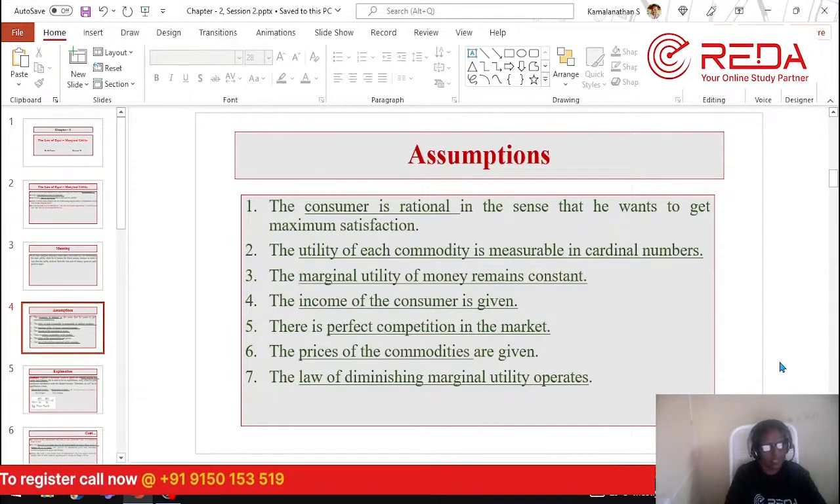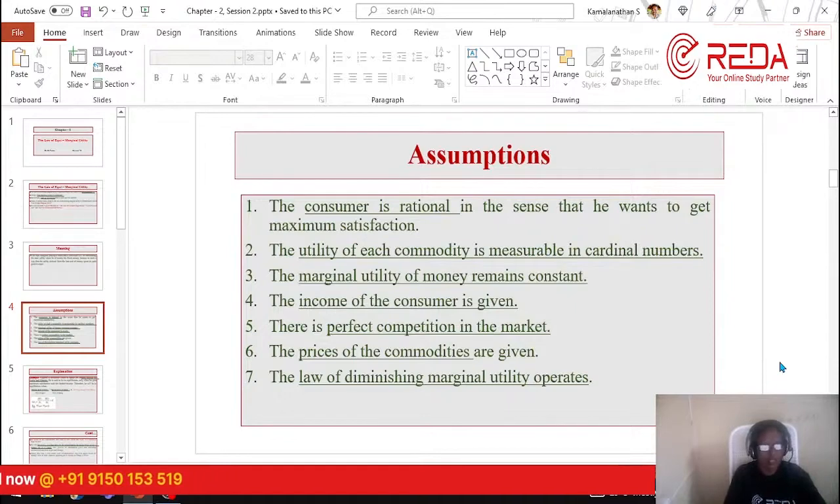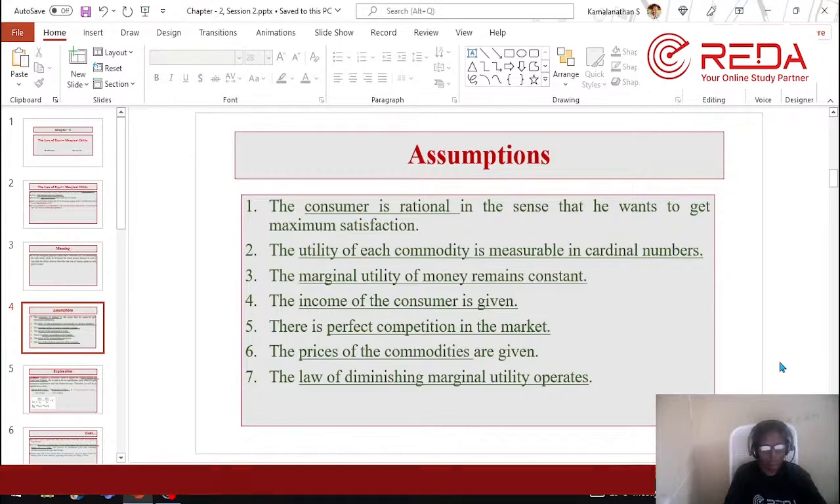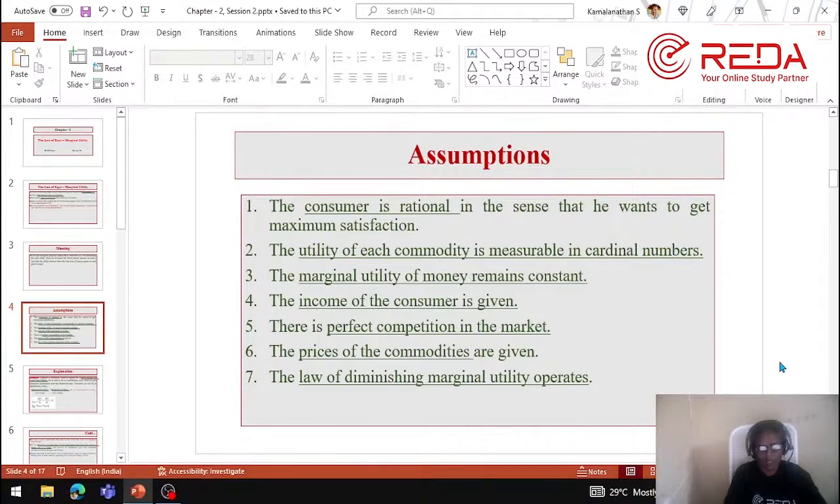The first one is that the consumers who are buying more than one commodity are assumed to be rational consumers.